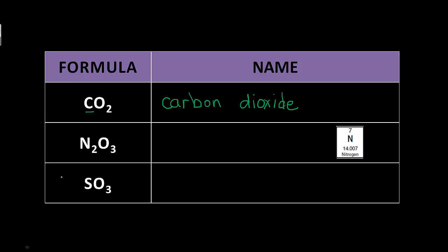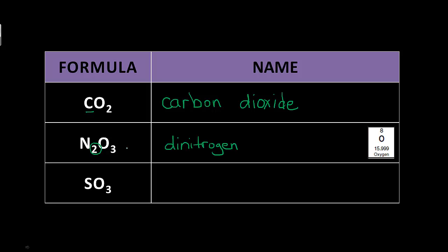Let's do our next example. N is nitrogen. We have 2 nitrogens. The prefix for 2 is di, and then we just name it nitrogen. We don't change that name at all. Now let's look at our next one. Our next one is O. O is oxygen. We have 3 oxygens. Our prefix for 3 is tri, and now we name it oxygen. But remember, we change our ending on our second nonmetal to IDE, so it's going to be oxide. So N2O3 is dinitrogen trioxide.